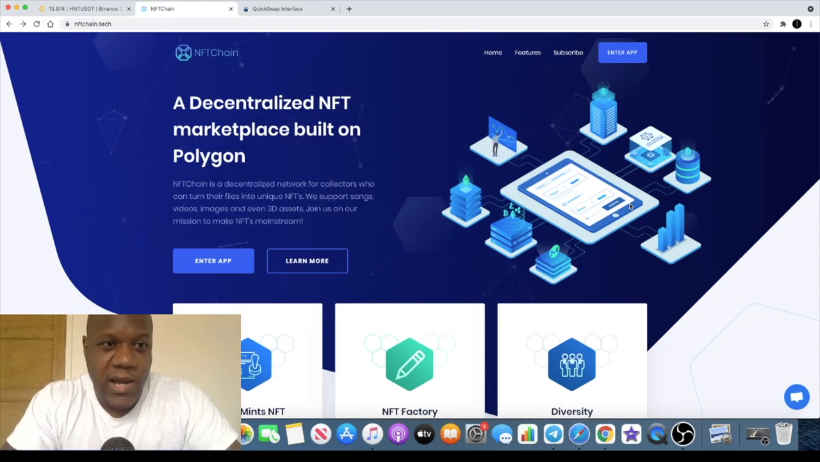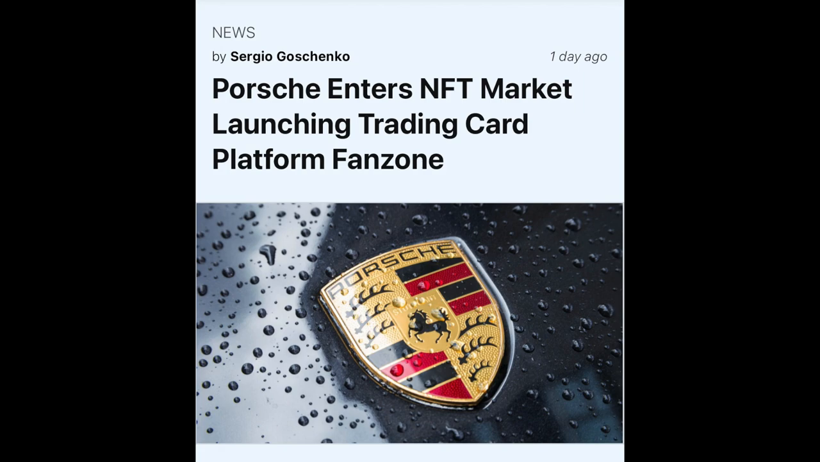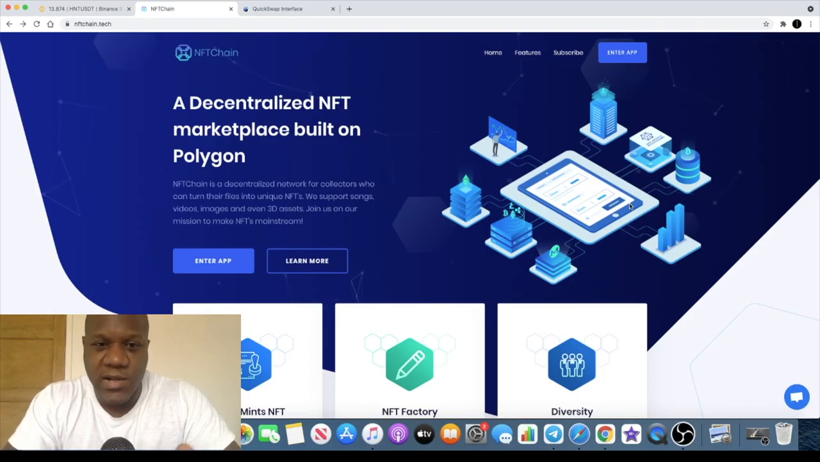I saw something earlier about Porsche getting into NFTs as well. So just imagine the kind of marketing that NFTs are going to get. A lot of people still don't know what this is, non-fungible tokens. A lot of people will be finding out about it over the next months, years.